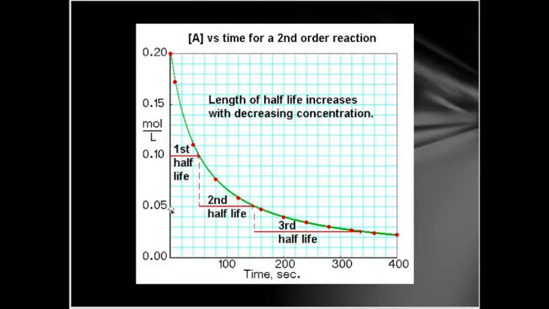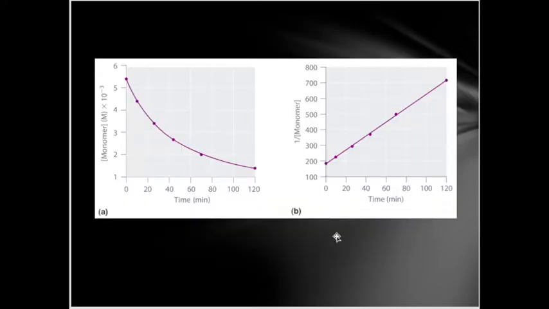The third half-life, going from 0.05 to half that. Remember, half-life is the amount of time required to drop the concentration by 2, to cut it in half. So now the time required to cut it in half is getting longer. So just by looking at this graph, I can see that my half-lives are lengthening. That is only true for a second-order reaction. All right.